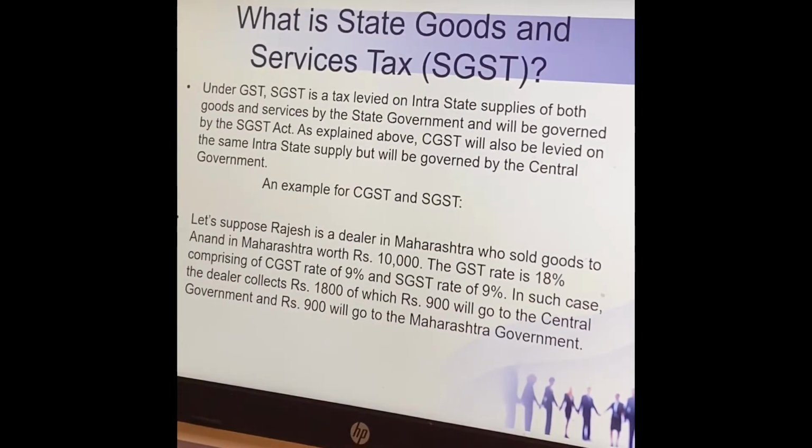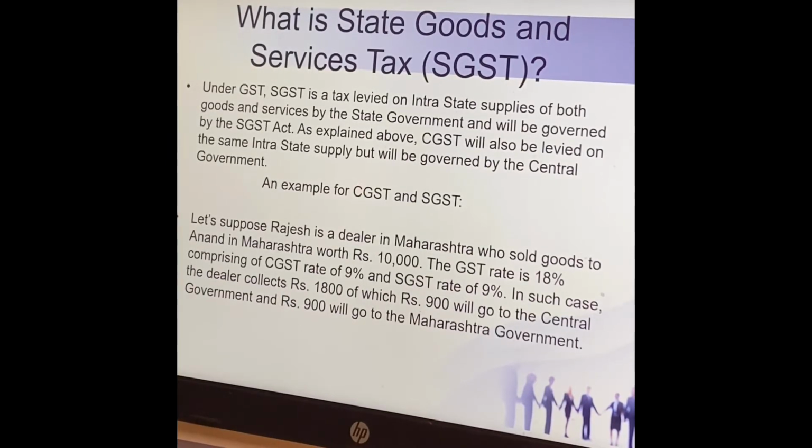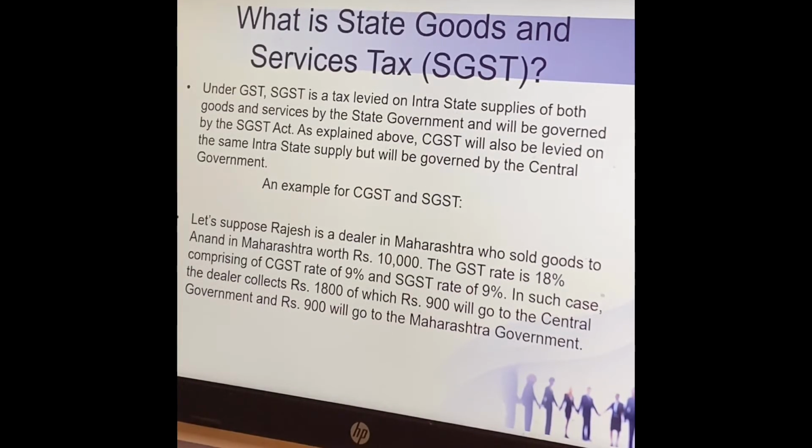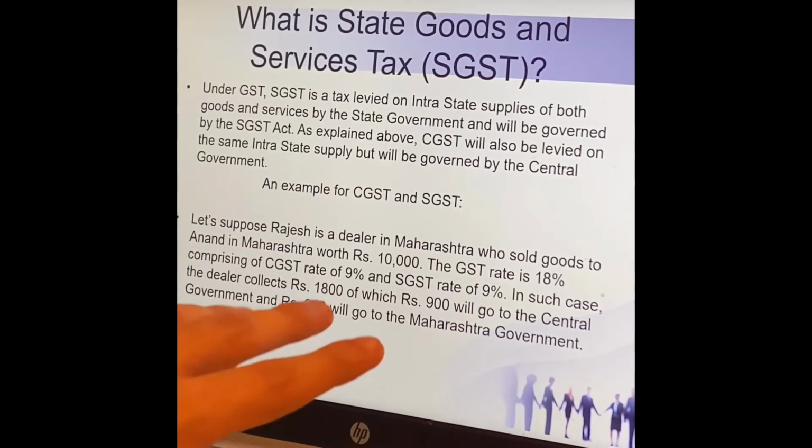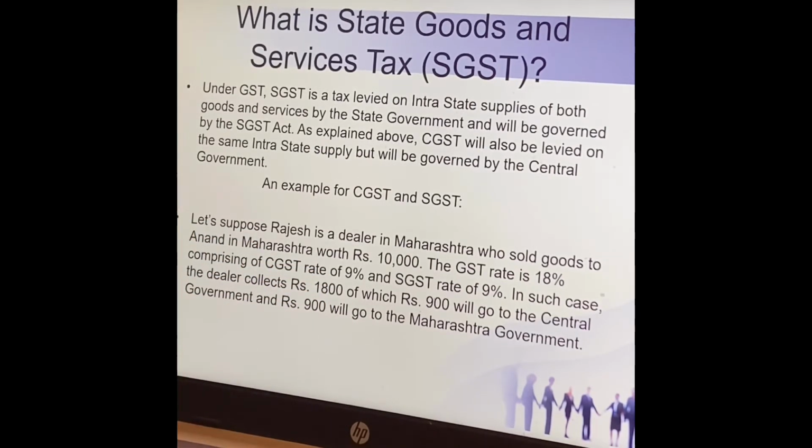Now we'll come to what is SGST. Under GST, SGST is the tax levied on intrastate supplies of both goods and services by the state government and will be governed by the SGST Act. Similarly, CGST is the tax levied on the intrastate supply but governed by the central government. Now to understand properly the difference between SGST and CGST, there's an example. Rajesh is a dealer in Maharashtra who is selling goods to Anand in Maharashtra.